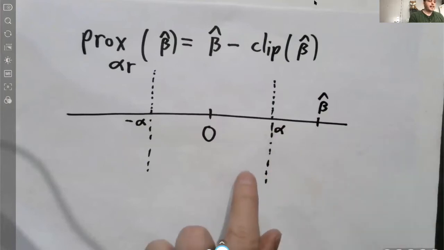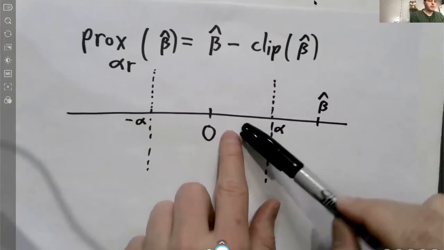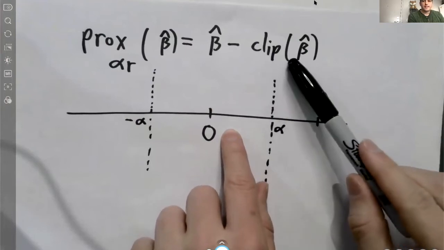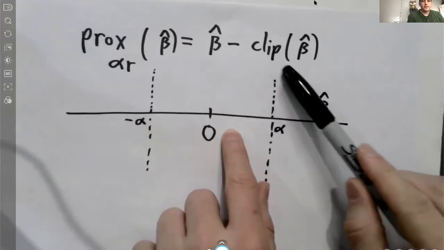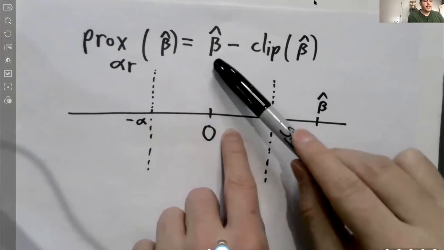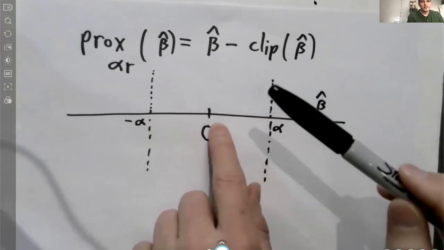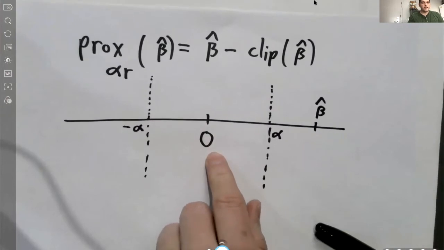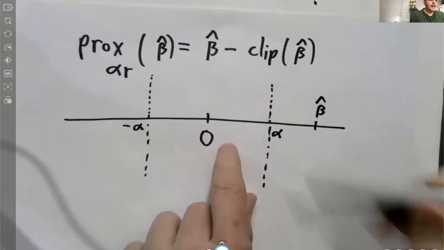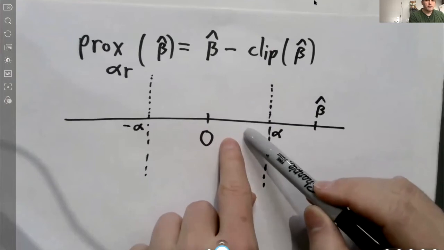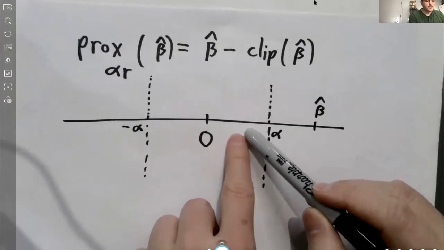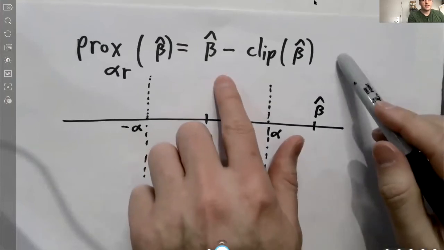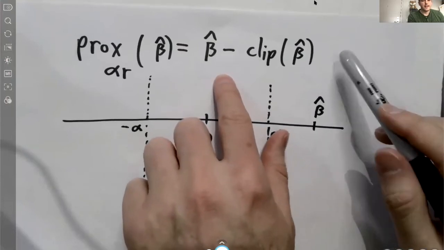Now, what if beta hat is in this range between 0 and alpha? Then the clip function does nothing. So we're just doing beta hat minus beta hat, which is just 0. And that also is the correct answer, because if beta hat is in this range, then the prox operator shrinks all the way to the origin. So this gives us the same, correct answer in that case.